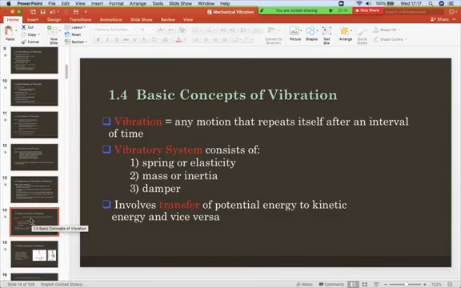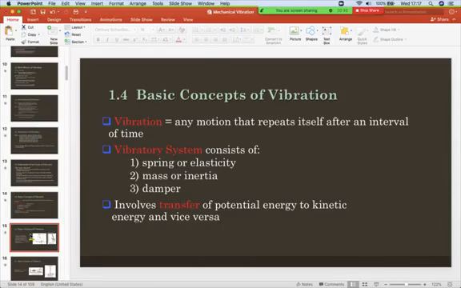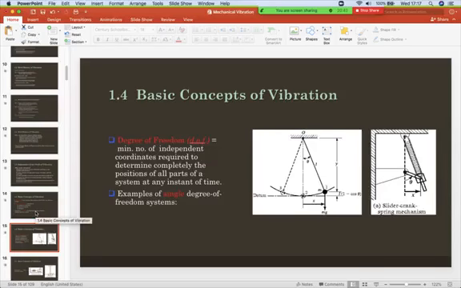So we can see that the system or even the component itself will start from potential energy, and when it runs, it acquires kinetic energy and vice versa. If it comes to a halt or stop, then it goes back to potential energy. So there's a basic concept of vibration with regard to degrees of freedom. No? So what are the degrees of freedom? The minimum number of independent coordinates required to completely determine the position of all parts of a system at any instant of time.